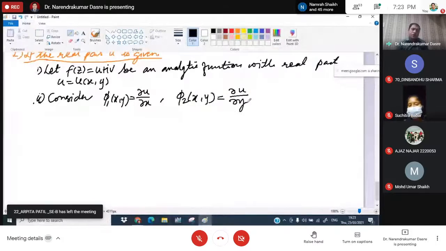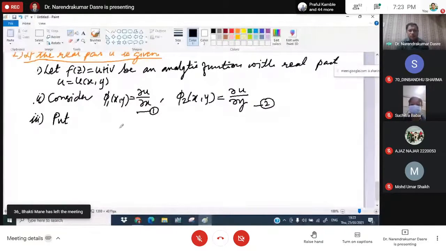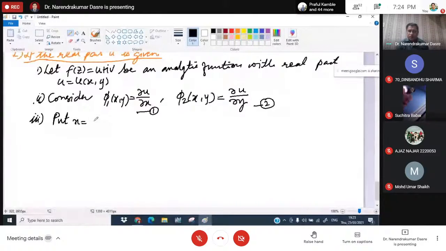Now, once we know the first order partial derivative of u with respect to x and the first order partial derivative of u with respect to y, then the third step. What we have to do in the third step: call these equation 1 and equation 2, and put x is equal to z and y is equal to 0 in equations 1 and 2.